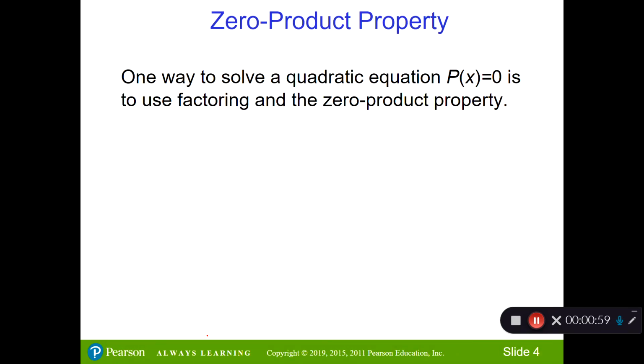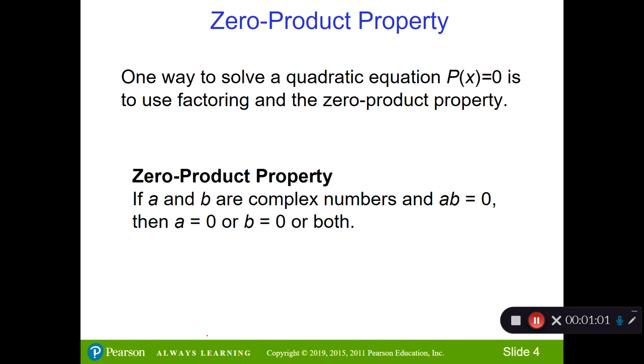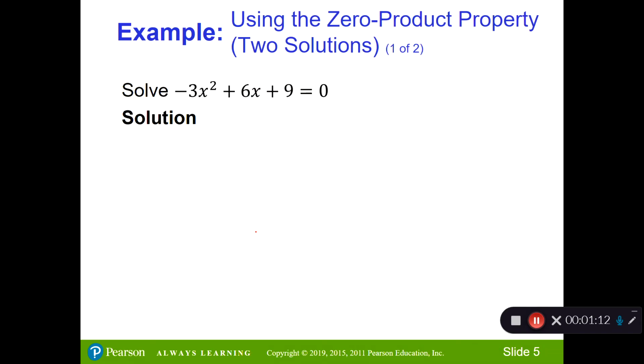So one way to solve a quadratic equation is using factoring. If two things are multiplying to give me 0, the only way that can happen is if one of the two things equals 0. For example here, if I'm looking to solve this equation, the first thing that I might do is say, notice I have 3x squared, 6, and 9. All of those have a 3 in common. So I can factor out a negative 3 first. Negative 3 factored out of x squared would leave an x squared. Negative 3 factored out of the 6x would be a minus 2x. And then negative 3 factored out of here would be a minus 3.